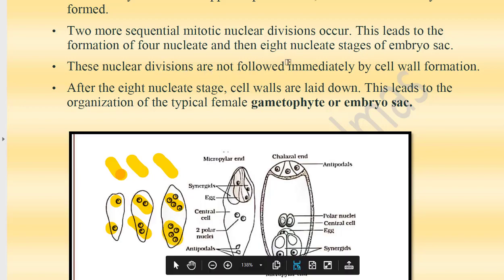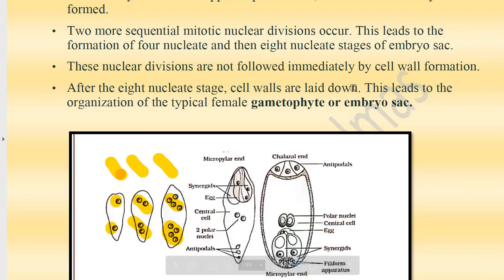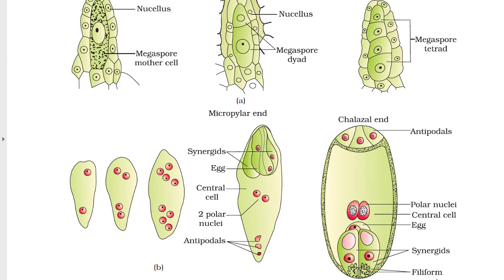The nuclear divisions are followed immediately by cell wall formation. Now what happens after the 8 nucleated stage, cell walls form hona shuru ho jate hain. After the 8 nucleated stage, cell walls are laid down. This leads to the organization of a typical female gametophyte or embryo sac. To make it more clear, you can look at this diagram.